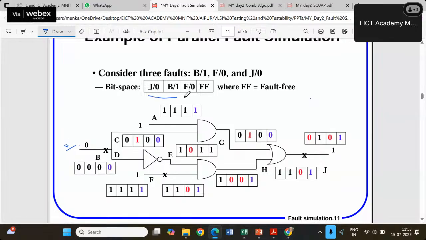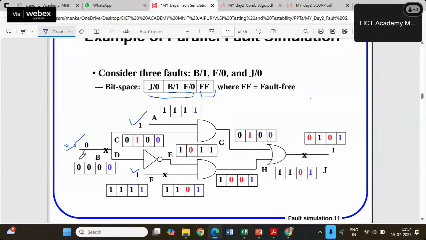We have taken 4 bits. Bit space is 4 for each and every branch. One is fault free and the other 3 are having space reserved. The first one is reserved for J stuck at 0. Next one, B stuck at 1. And the third one is for F stuck at 0. So we started with input B0, F1, A1.